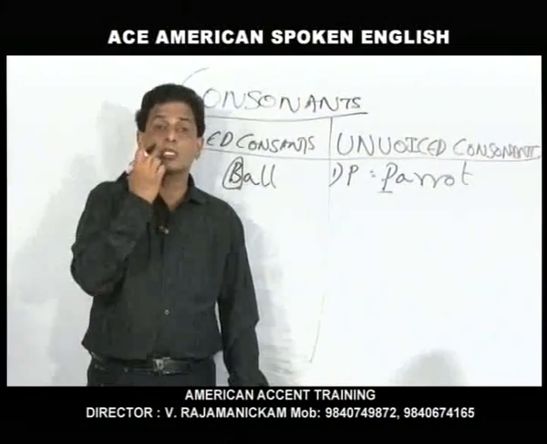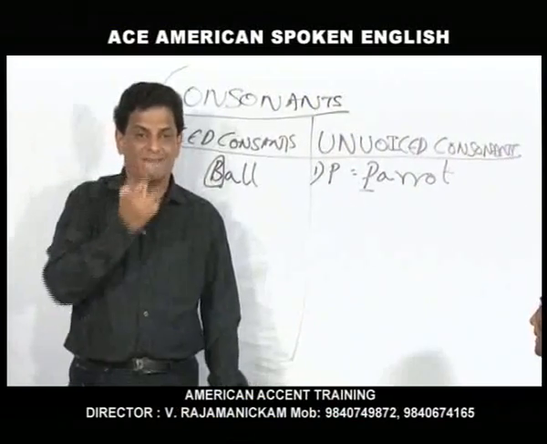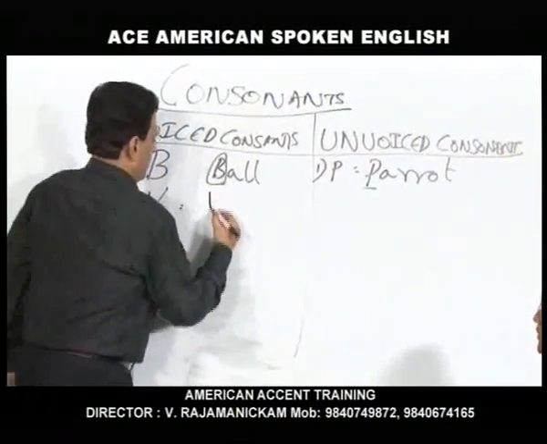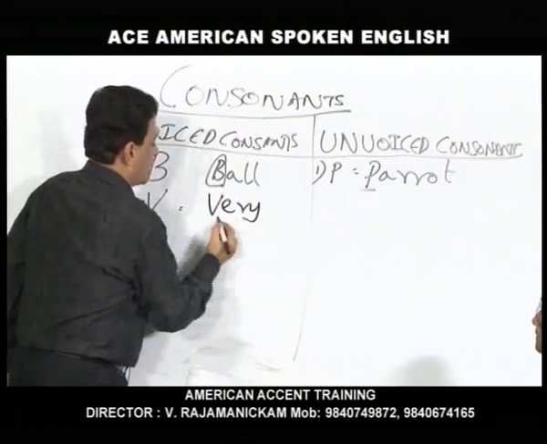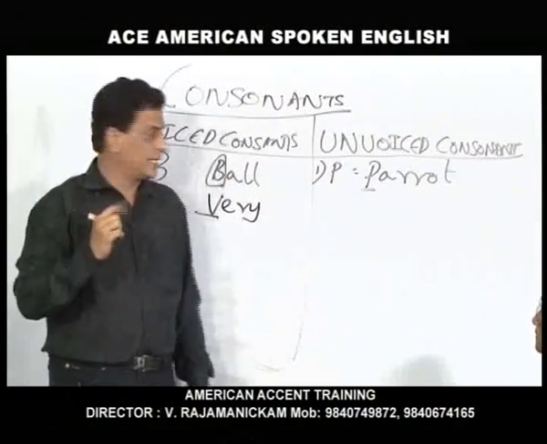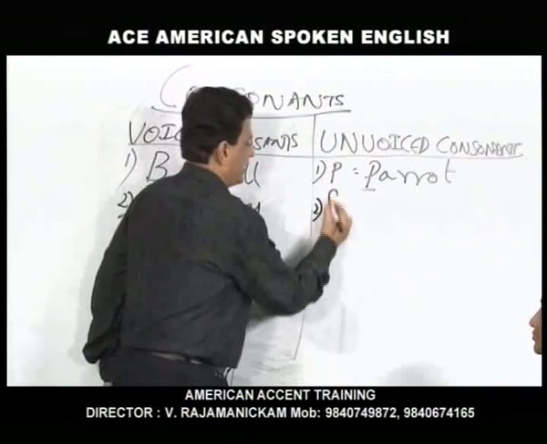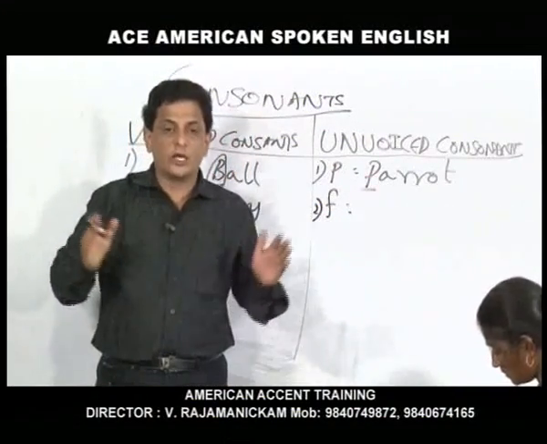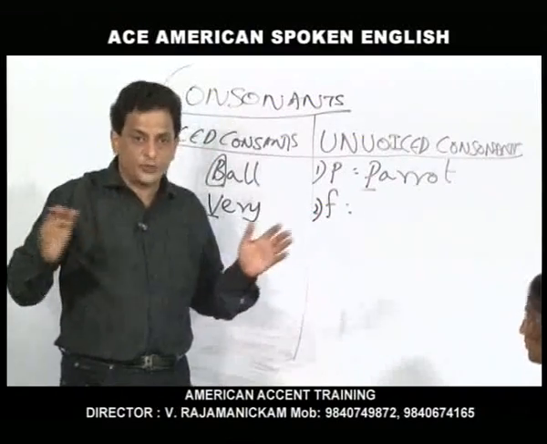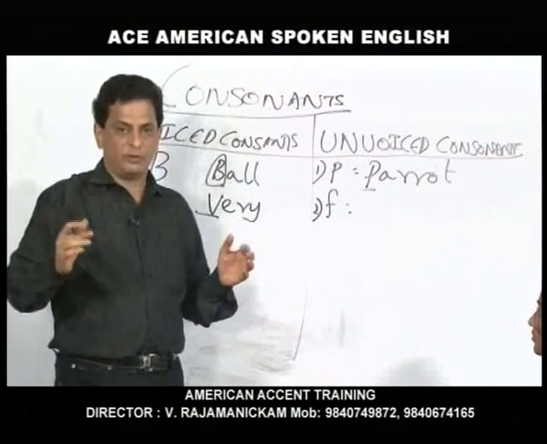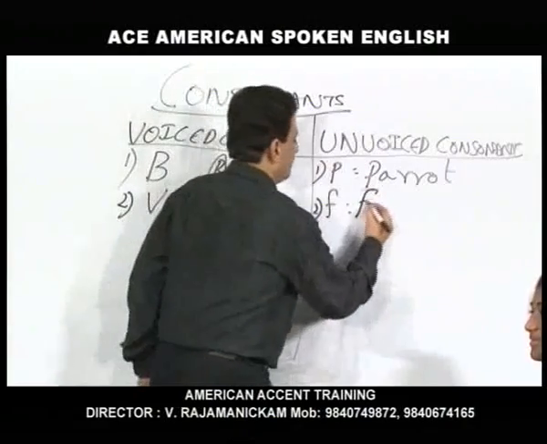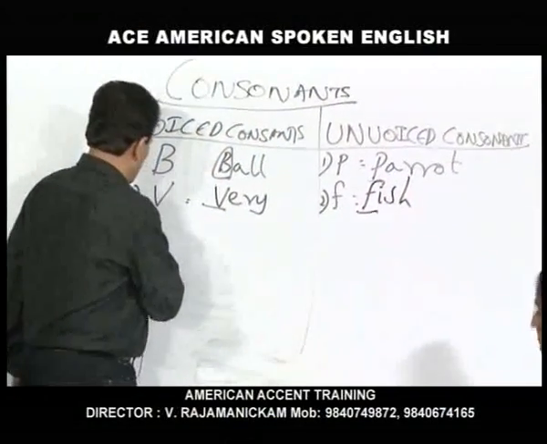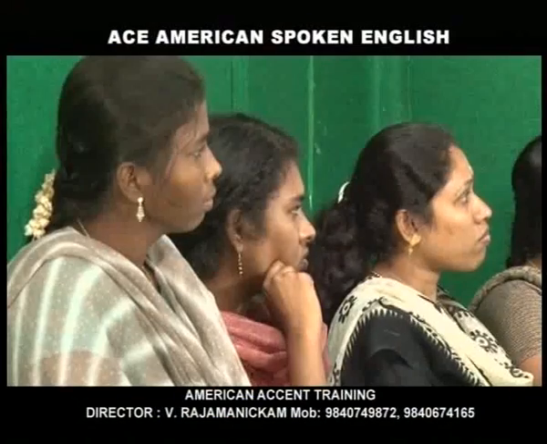How do you pronounce V? V is a voiced consonant. When you say V, the lower lip should be bitten. Vast, very. It is a voiced consonant. The partner of V is F. F is an unvoiced consonant. F is pronounced as in fish, father.